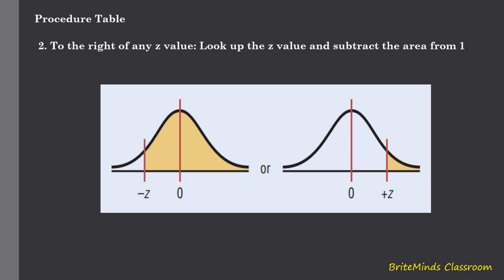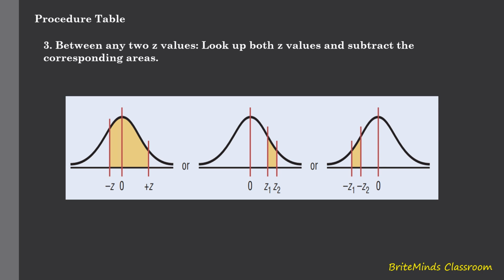To find the area to the right of any z value, look up the z value and subtract the area from 1. From these drawings, we can see here from negative z value to the right. So the needed area, we have to shade it, and then look up the z value from the table of values and subtract the needed area from 1.